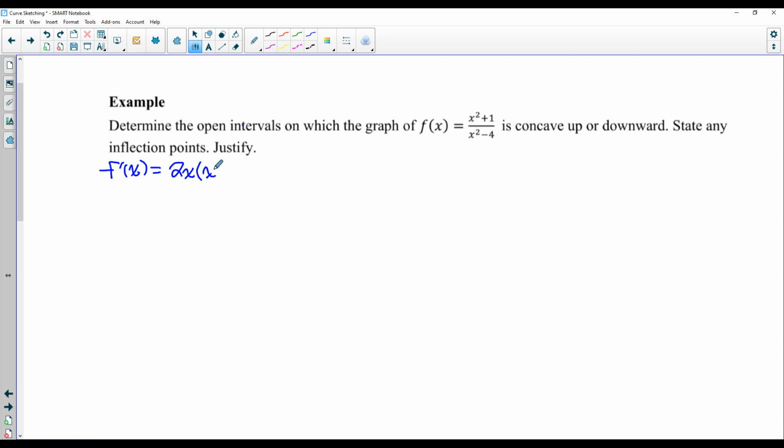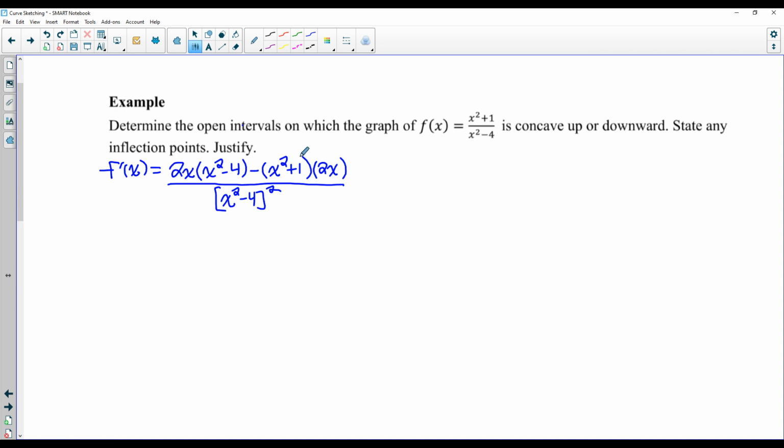Multiply by the denominator, held constant, x squared minus 4. Subtract. Second time through, we hold the first one constant, so x squared plus 1, and then the derivative of the second one, which is 2x. And then we divide this all by x squared minus 4, and we're going to square the whole thing.